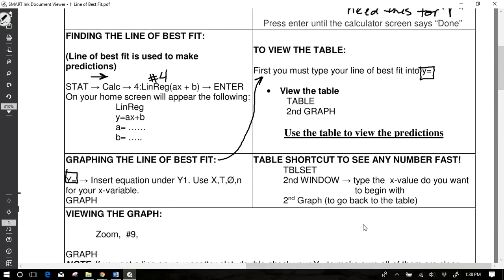Underneath that, so if I am viewing the table and I need to make a prediction for the 20th year after maybe I've purchased a car and I want to know the value of my car, sometimes I don't want to scroll down 20 places. I might just want to do a shortcut. So you would press the second button, the window button, which is at the top, and then you would physically type in the value that you want to see. And then you type second graph and you open the table back up. And that number will automatically be highlighted and showing for you.